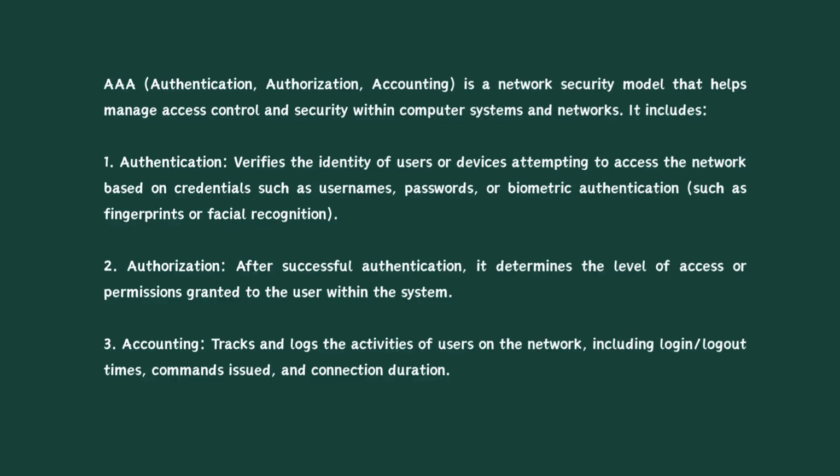AAA, authentication, authorization, accounting, is a network security model that helps manage access control and security within computer systems and networks. It includes 1. Authentication. Verifies the identity of users or devices attempting to access the network based on credentials such as usernames, passwords, or biometric authentication, such as fingerprints or facial recognition. 2. Authorization. After successful authentication, it determines the level of access or permissions granted to the user within the system. 3. Accounting. Tracks and logs the activities of users on the network, including login, logout times, commands issued, and connection duration.